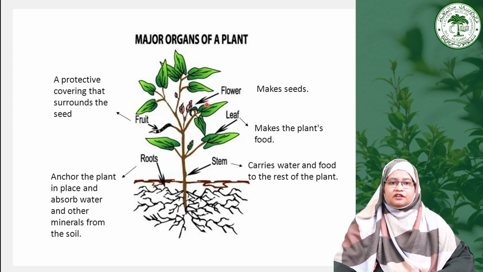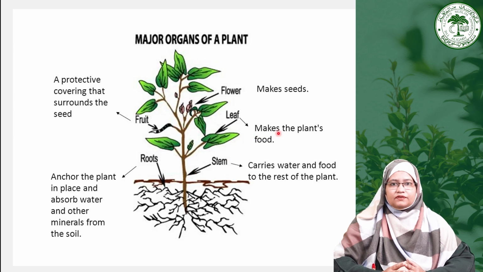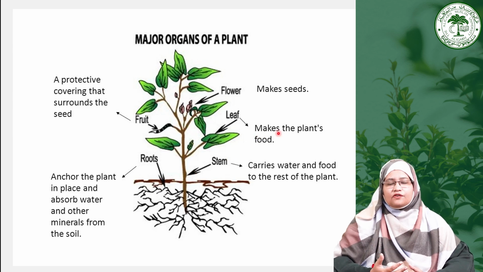First is the vegetative parts like stem and leaves. The stem carries the water and food from one place to the other, so it works as a transport. It also supports the plant because the stem is the link between the leaf and the root. Then the leaves make the food. As you know, plants are autotrophic in nature. They make their own food by the process of photosynthesis.